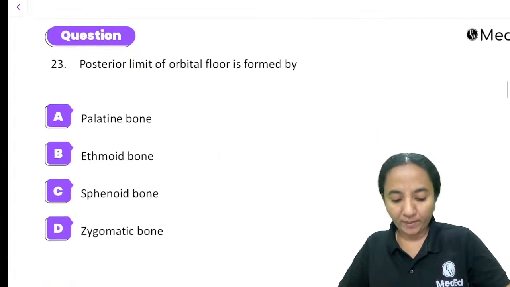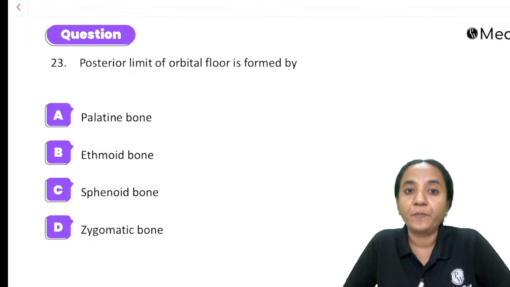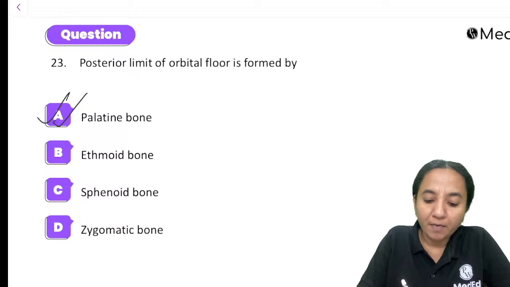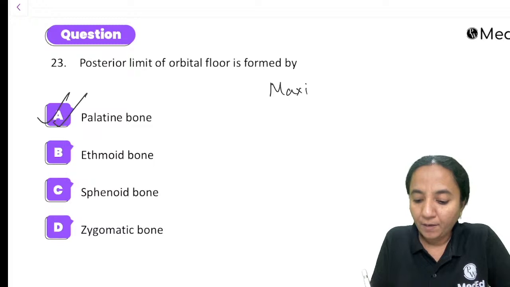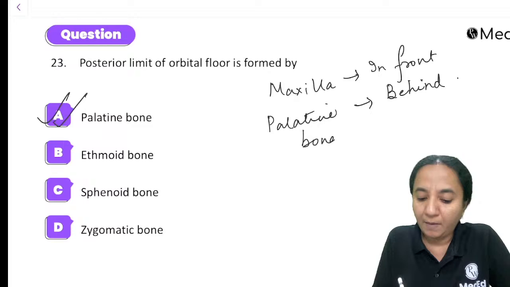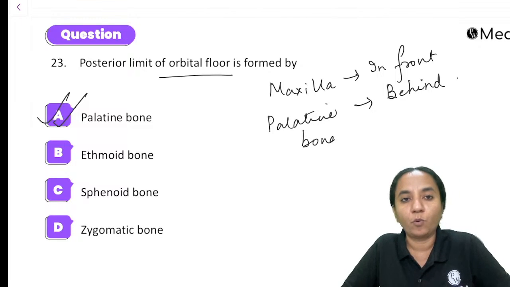Chalo. Next question. The posterior limit of the orbital floor is formed by, very, very important question. It is formed by the palatine bone. The orbital floor in front is formed by the maxilla, and posteriorly it is formed by the palatine bone. So maxilla in front and palatine bone behind.